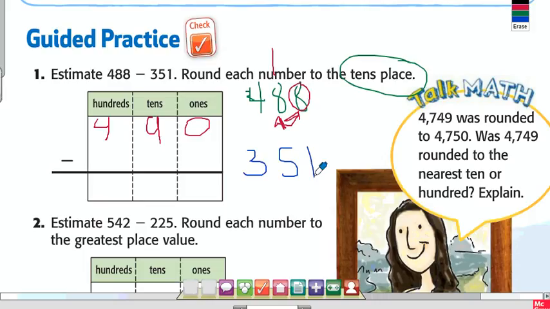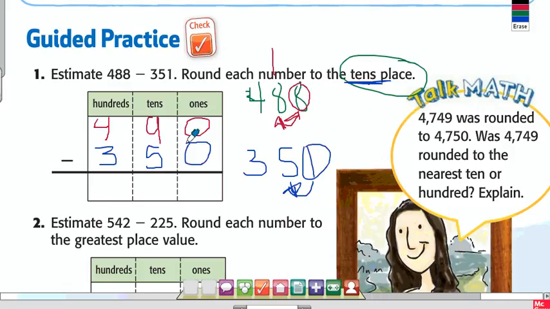351. Okay. What number is in the tens place on that one? 5. It's just the middle one. So am I working with a 3 yet? No, that's the hundreds place, because it says to round to the nearest tens. So looking to the right, what does the 1 say? So the 5 stays the same. And replace this one with zeros.